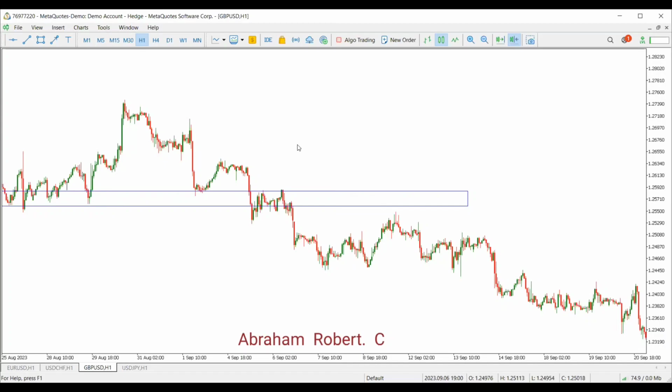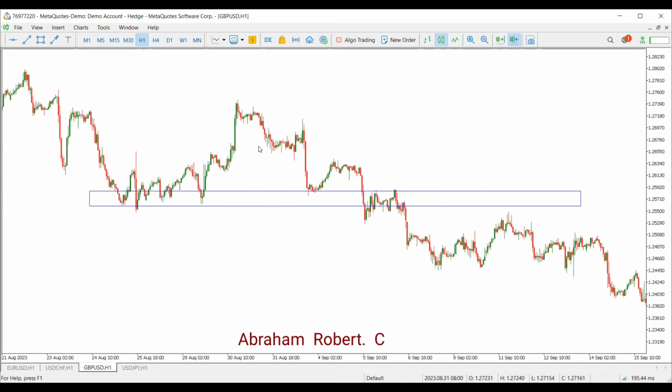In the previous video, I explained in detail how we can trigger a trade from a support and resistance level. You can go back to the previous lecture to understand how to trigger a trade from support and resistance in a bullish market. Now, we'll be doing a similar thing in a bearish market.